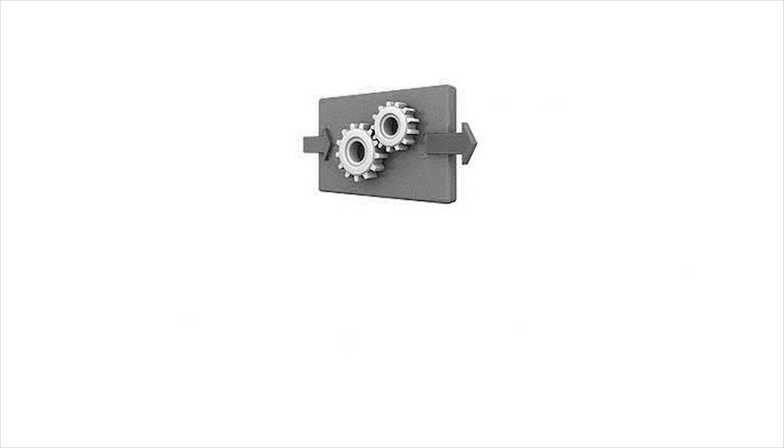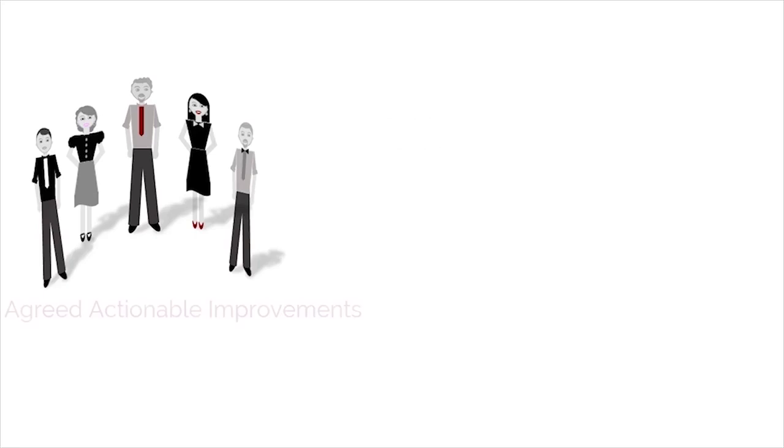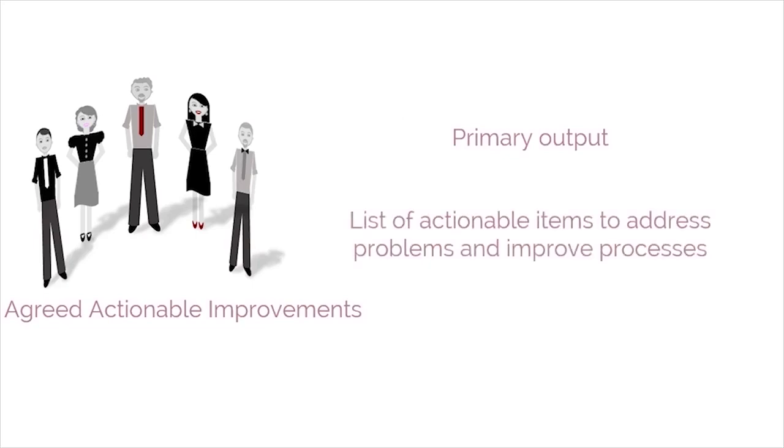Now that we have seen the inputs and tools involved, let's see the outputs generated. There are two outputs created. They are agreed actionable improvements and assigned action items and due dates. Agreed actionable improvements are the primary output of the retrospective release. They are a list of actionable items that the team has come up with to address problems and improve processes in order to enhance their performance in future sprints.